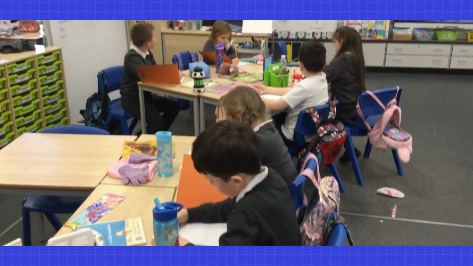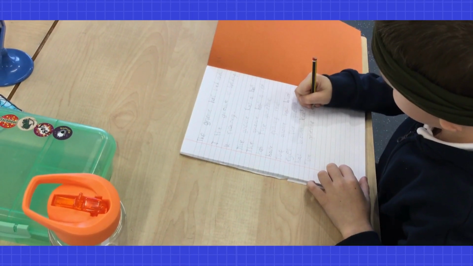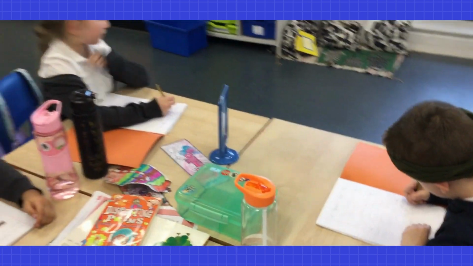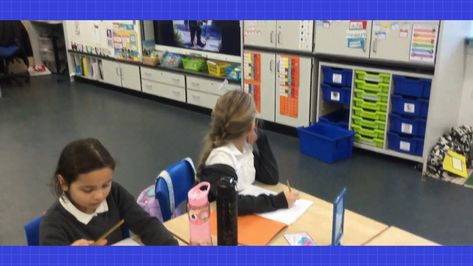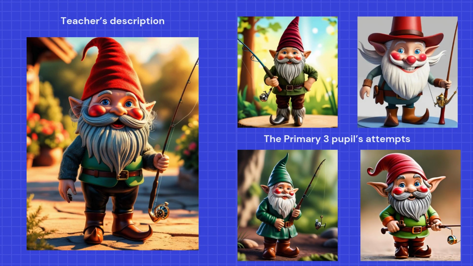I then get the children in my class to write a description based on the picture that they can see. We then put it back into Canva to see how close their image is to the original. The pupils love seeing their pictures come up on the screen, and it doesn't take long to set up.